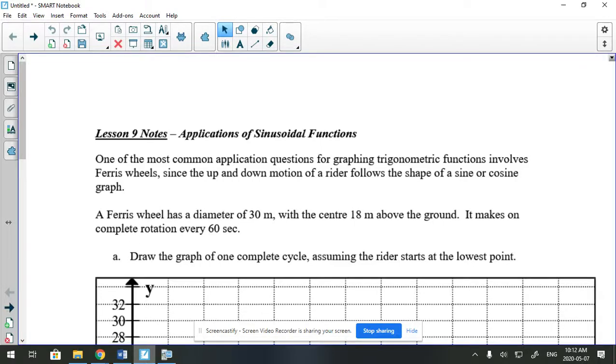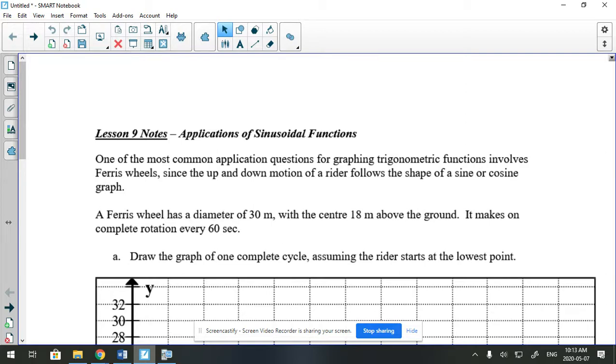Good morning, we're on to lesson 9 notes, which is applications of sinusoidal functions. These are your very last set of notes to go through, and the last video you'll have to watch. I'll go through it quickly here. I'm just going to go through the first example and we can look through the second one and go from there.